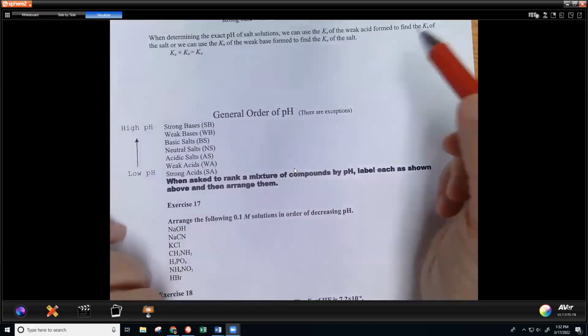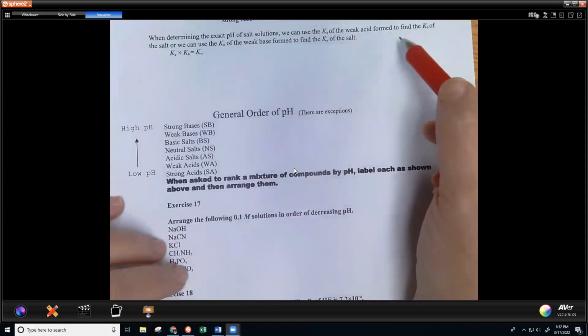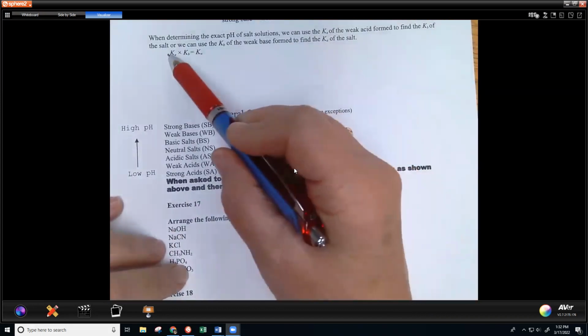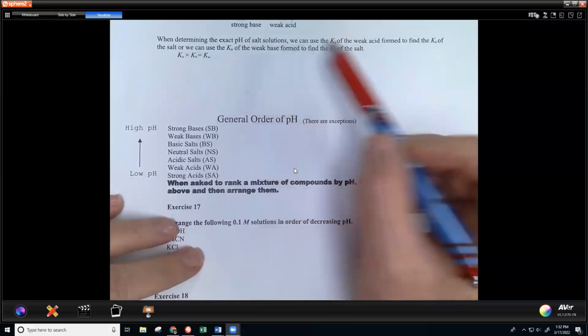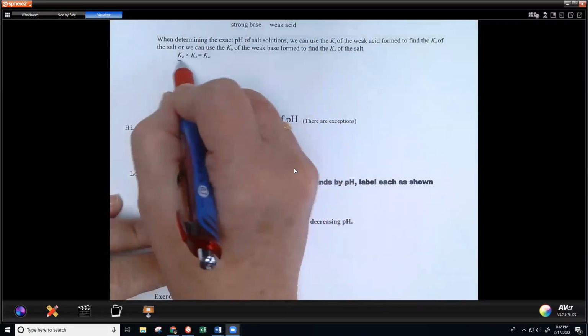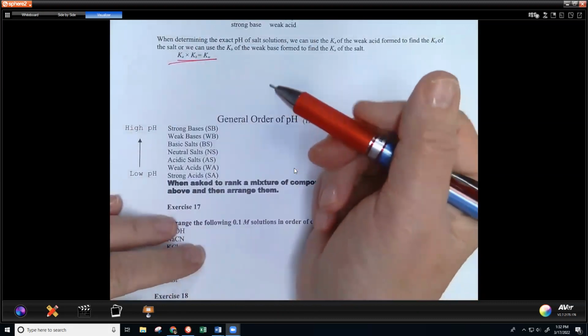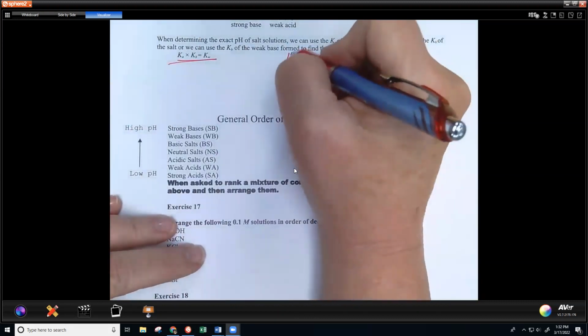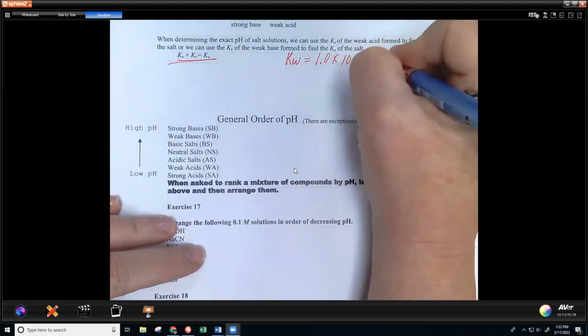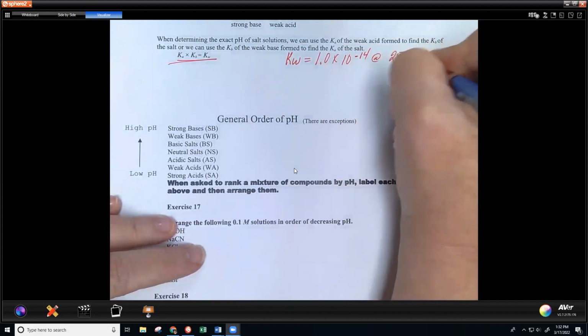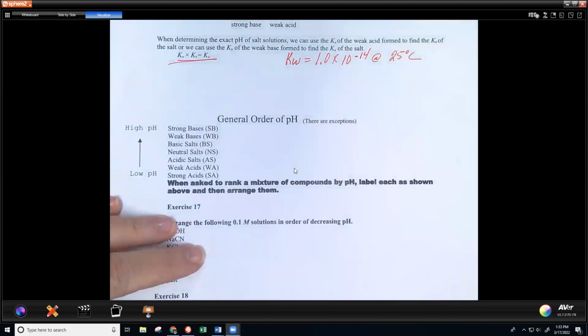So when determining the exact pH of salt solutions, we can use the Ka of a weak acid formed to find the Kb of the salt, or if we know the Kb of the weak base that's formed, we can use Ka. And we do that by this relationship: Ka times Kb is equal to Kw. And Kw we did earlier was 1.0 times 10 to the negative 14 at 25 degrees Celsius. Unless stated otherwise, you just assume that's the condition.